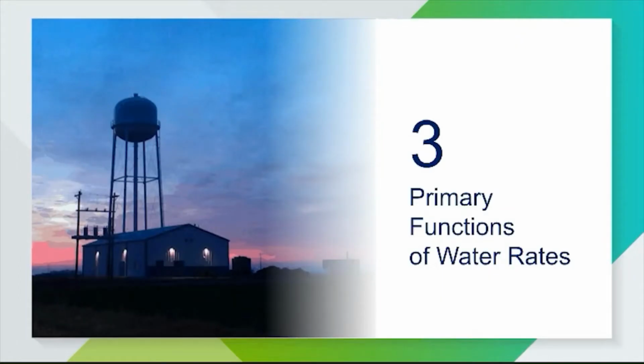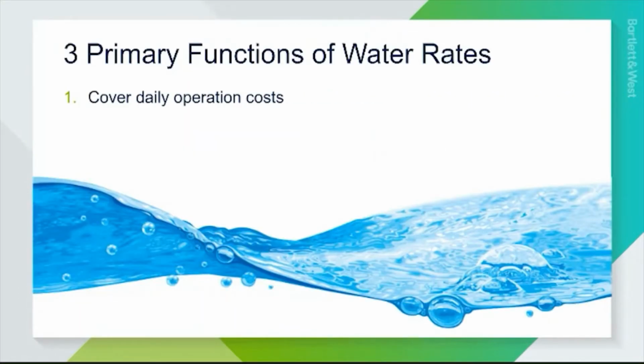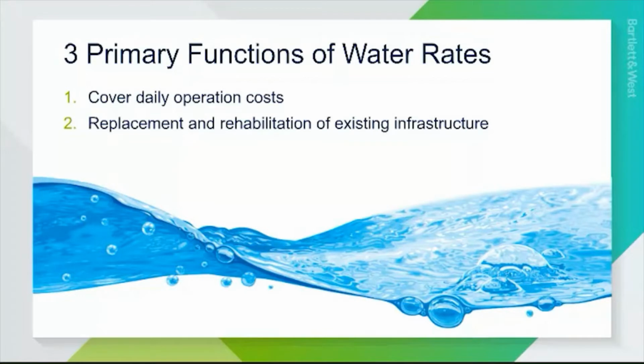So we'll jump right in here to the three primary functions of water rates. First one is kind of the obvious one, your O&M. You're covering the daily operation costs. The first one's the most thought of, the one you almost have to do. The second one is maybe the least thought of one. It's replacement and rehabilitation of existing infrastructure.